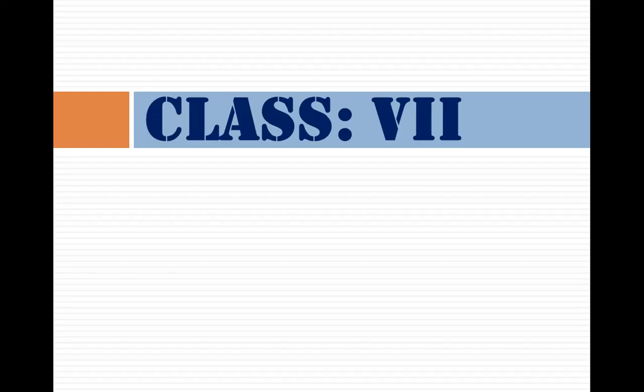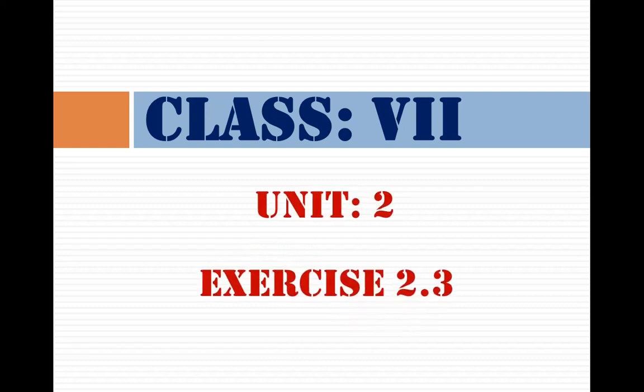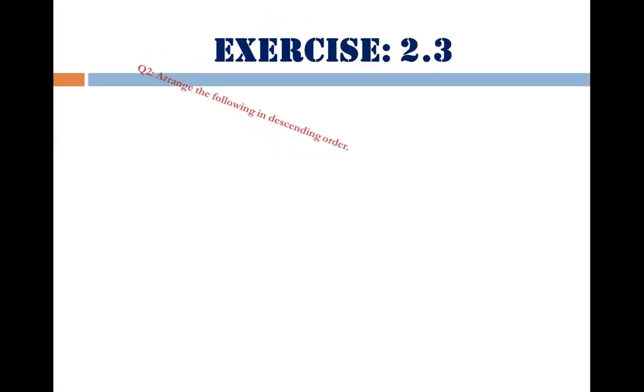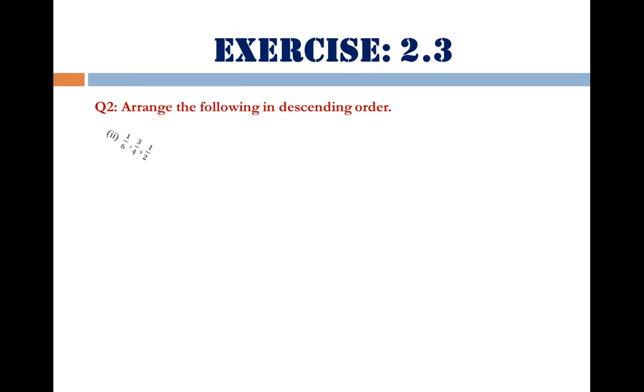Our today's class is from class 7, unit number 2. Today's exercise is 2.3. Let's proceed towards the first question, that is question number 2. Statement of the question: arrange the following in descending order. Part number 2, the values given are 1 over 6, 3 over 4, 1 over 2.